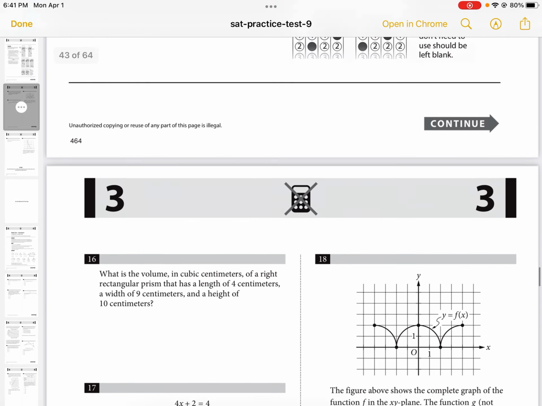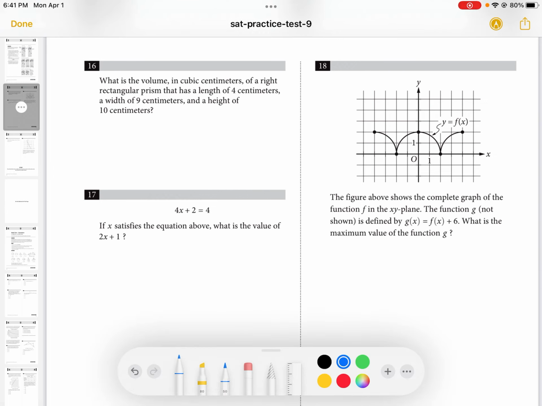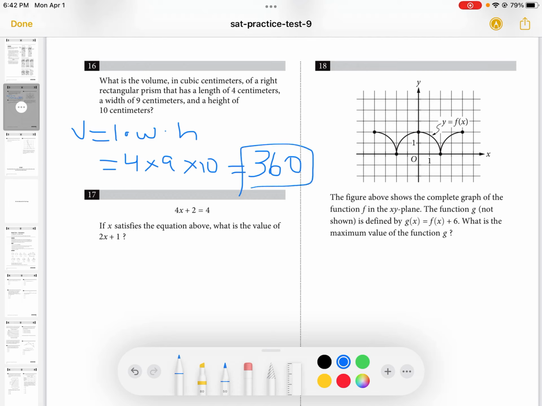Okay, now we have the gridded answers. So, number 16. What is the volume in cubic centimeters of a right rectangular prism that has a length of 4 centimeters, a width of 9 centimeters, and a height of 10 centimeters? Okay, so we know volume is equal to length times width times height. That's just equal to 4 times 9 times 10, which is 360. Not bad.